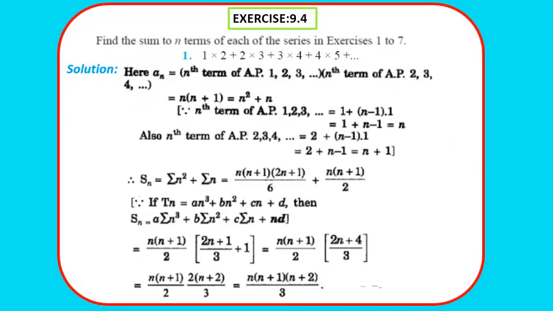So let's start exercise 9.4, and question 1: find the sum of n terms of the series 1 into 2 plus 2 into 3 plus 3 into 4 plus 4 into 5 and so on. So here an will be equal to the nth term of the first AP, that is 1, 2, 3 and so on, multiplied by the nth term of the AP 2, 3, 4 and so on.